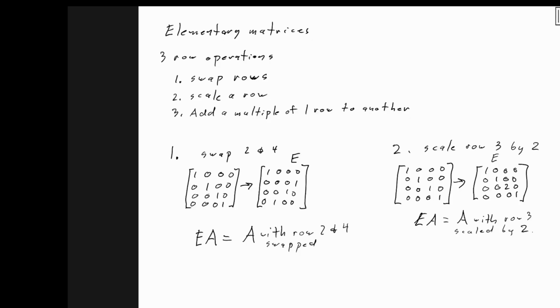And the same thing for adding a multiple of one row to another. So if I want to add 2 times row 1 to row 3, well, my elementary matrix would be, 2 times row 1 gets added to row 3, so that gives me 2, 0, 1, 0, 0, 0, 0, 1.